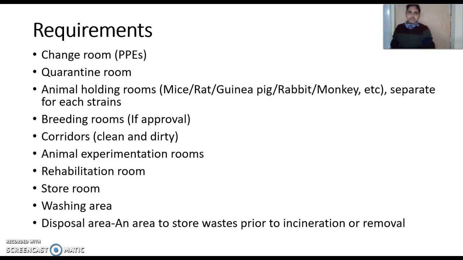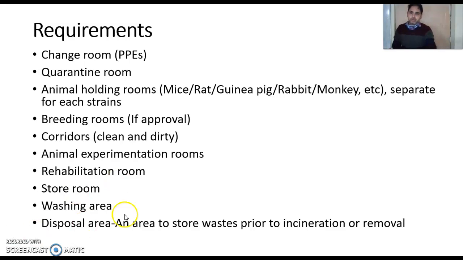Another room required in your animal house facility as per CPCSEA is the rehabilitation room. The rehabilitation room is useful particularly when you have done an experiment, for example a pharmacokinetic experiment, where at the end you are not going to sacrifice the animal because you have only taken the blood and measured the concentration of the drug in the blood. So if you have not sacrificed the animal after the completion of the experiment, you have to keep these animals for rehabilitation, and for that you should have a separate room.